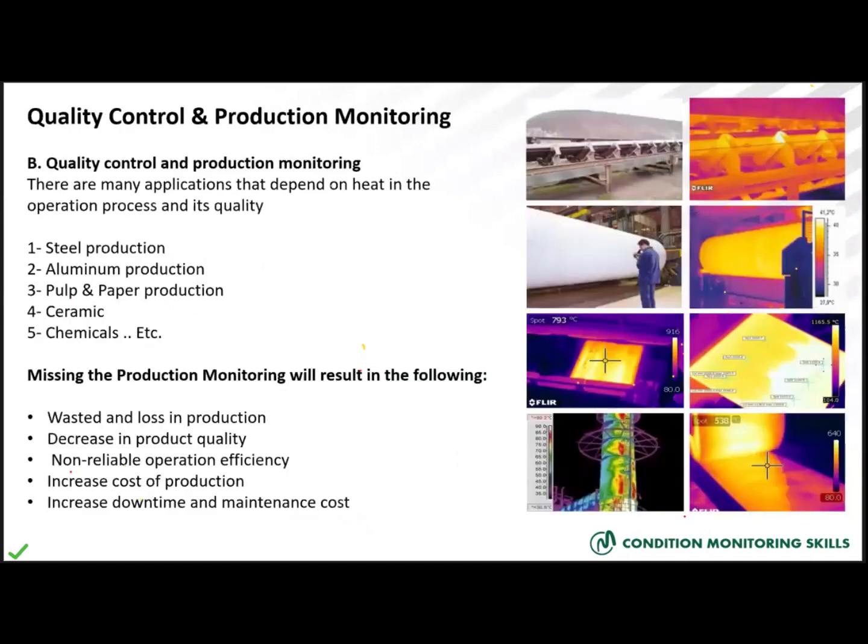Okay, so this was the fourth type of application that could be inspected and detected using infrared thermography. You can use infrared thermography in quality control and production monitoring. As you can see here, this is the pulp and paper industry, and we can still detect the quality of the product using infrared thermography. It is very important for quality control in many industries like steel production, aluminum production, pulp and paper, ceramics, chemicals, and so on.